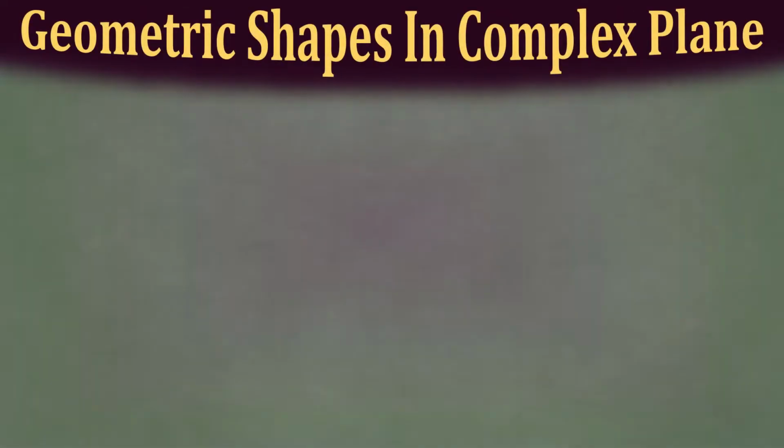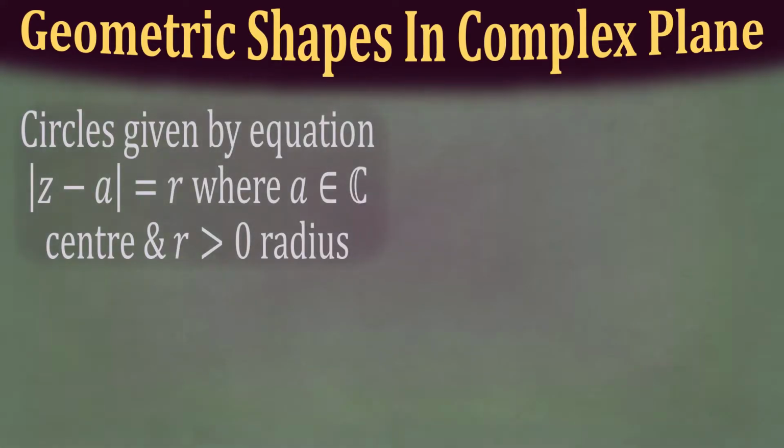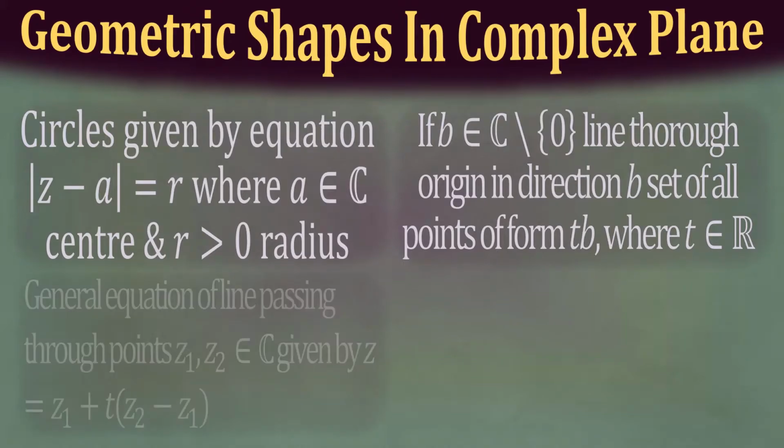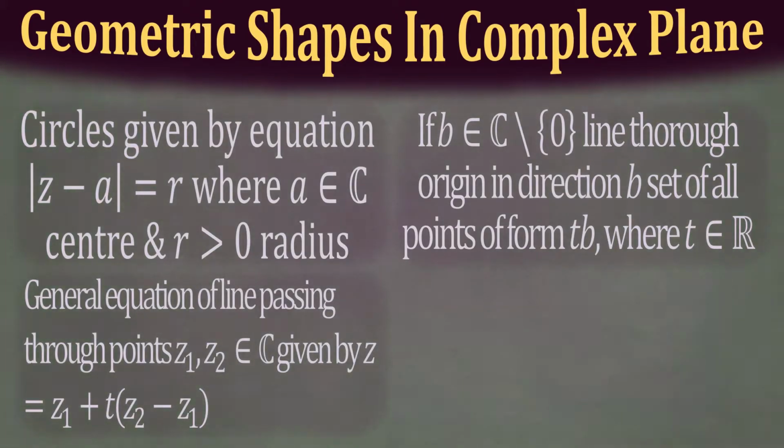Now, let's move on to discussing geometric shapes in the complex plane. Circles are given by the equation |z - a| = r, where a as a complex number is the center and r > 0 is the radius. Also, if b is in the complex numbers but not 0, then the line through the origin in the direction of b is the set of all points of the form tb, where t is a real number. Hence, the general equation of a line passing through the points z1 and z2 in the complex plane is given by z = z1 + t(z2 - z1).